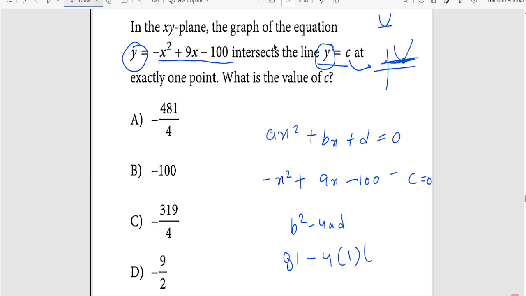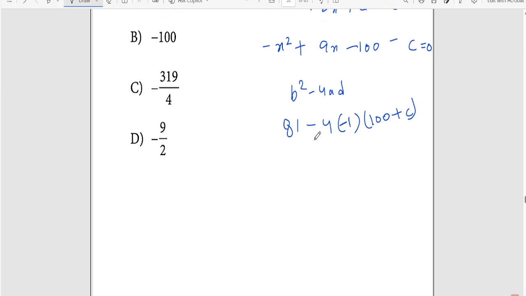Now if a is 1 and my c is 4a, okay, a is 1. If I just do negative 1 actually, okay, d is 100 plus c. Now I just multiply this and get the value of c. So 81 minus 400 and minus 4c is equals to 0. Then this 400 minus 81 is minus 319 minus 4c.